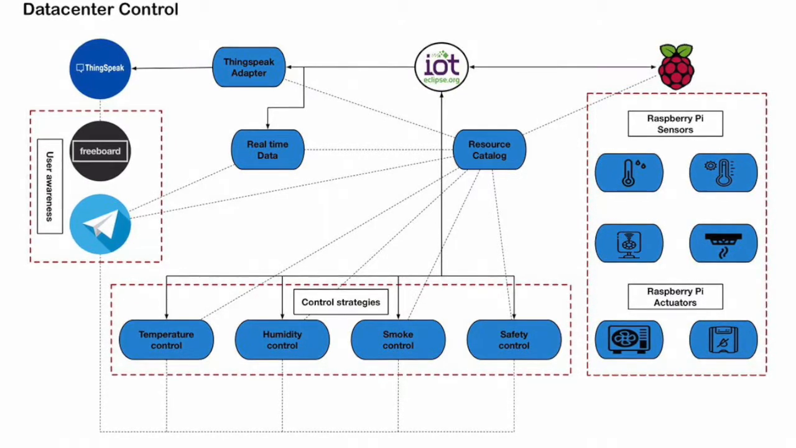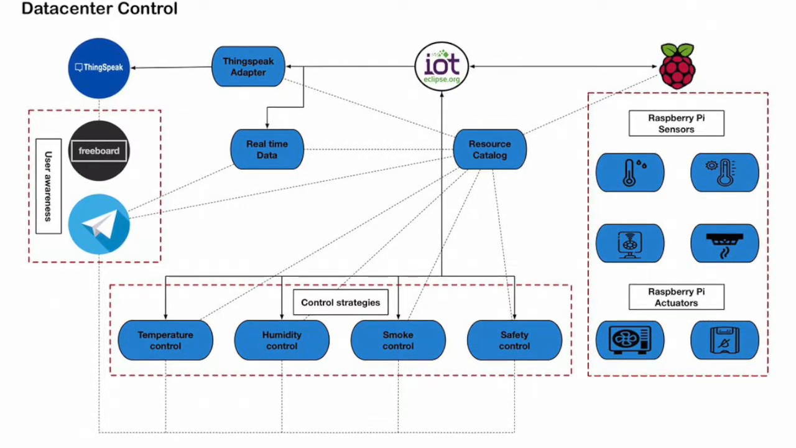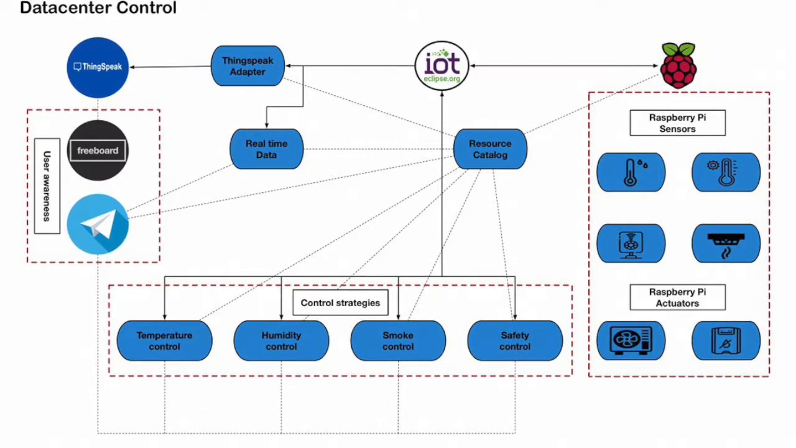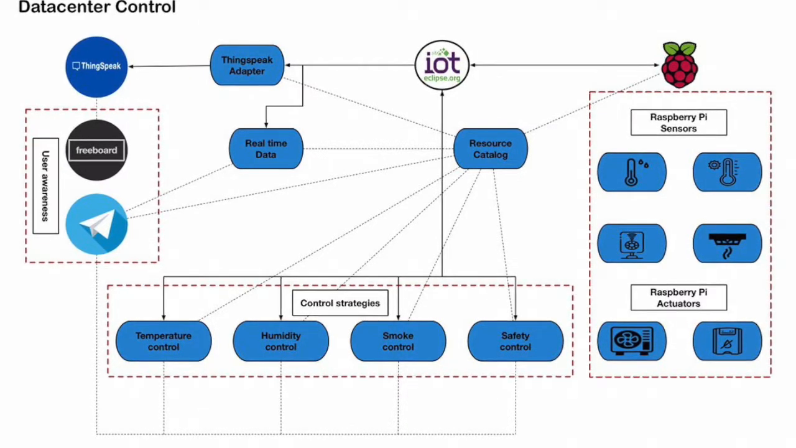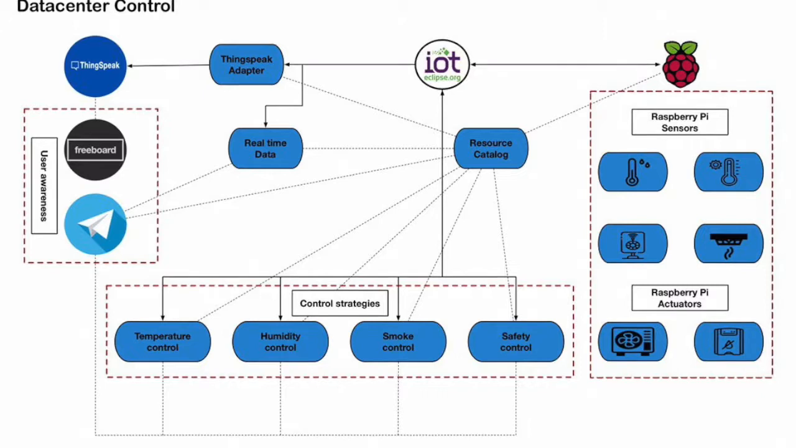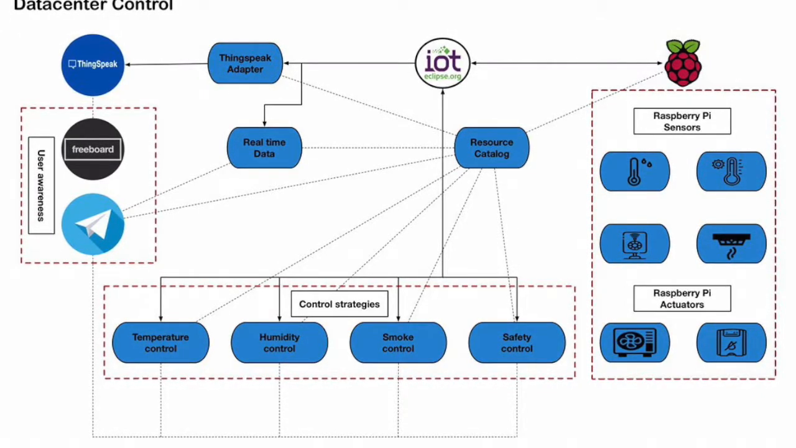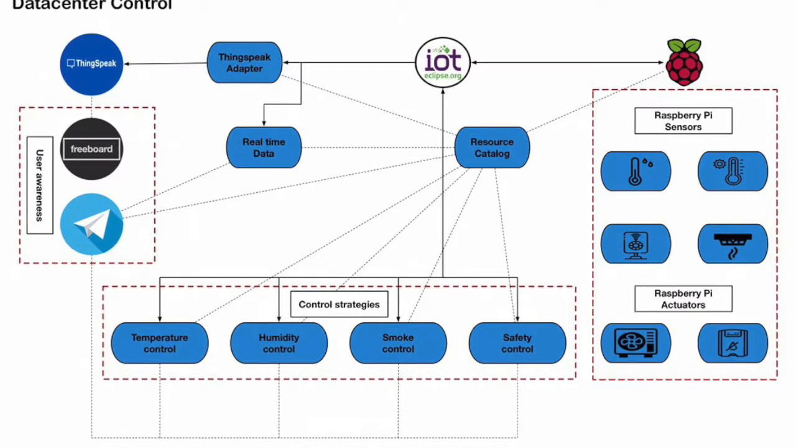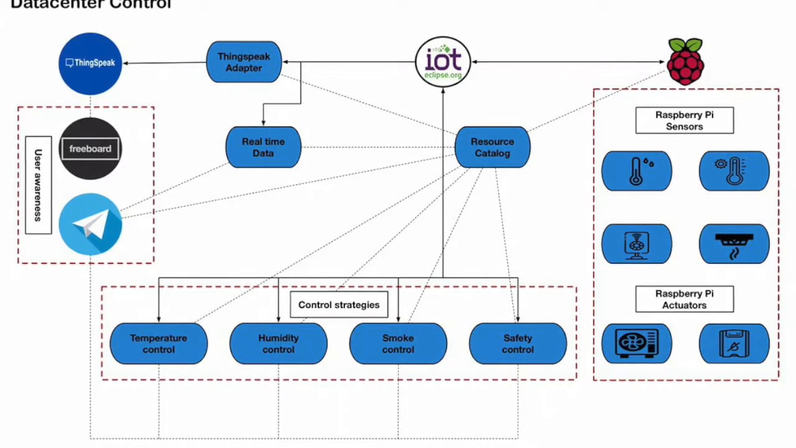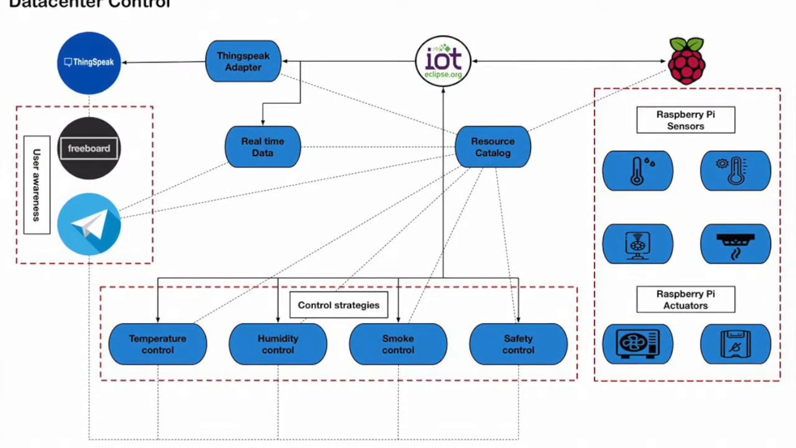Temperature and humidity control are control strategies that work as MQTT subscribers to receive information from sensors in the room, and also as MQTT publishers to send actual commands to switch on or off the AC and the dehumidifier in order to keep temperature and humidity in the standard range.